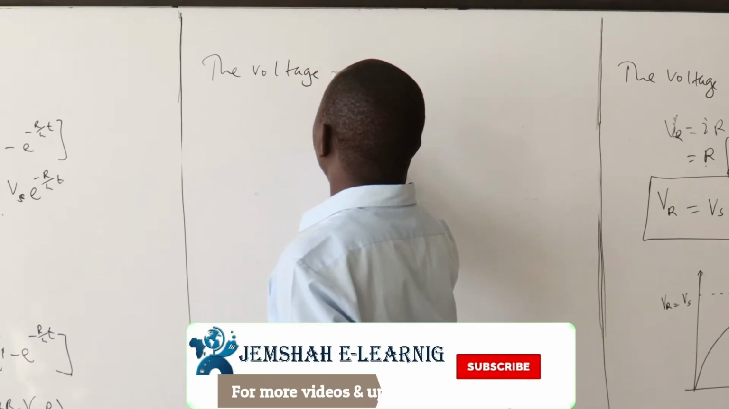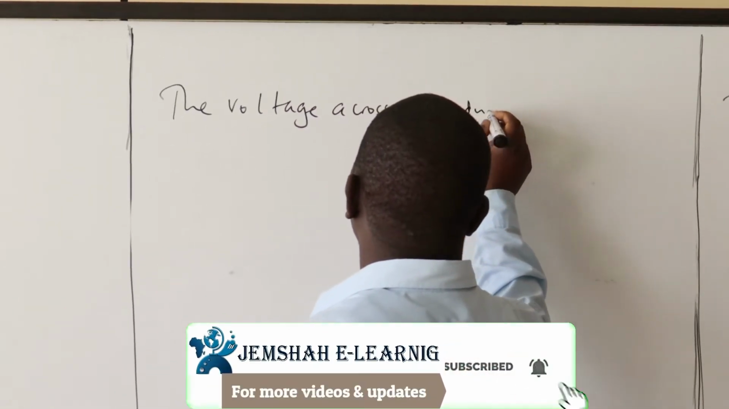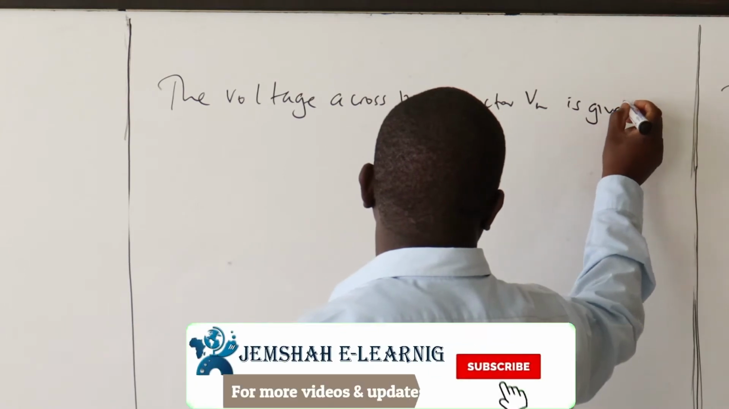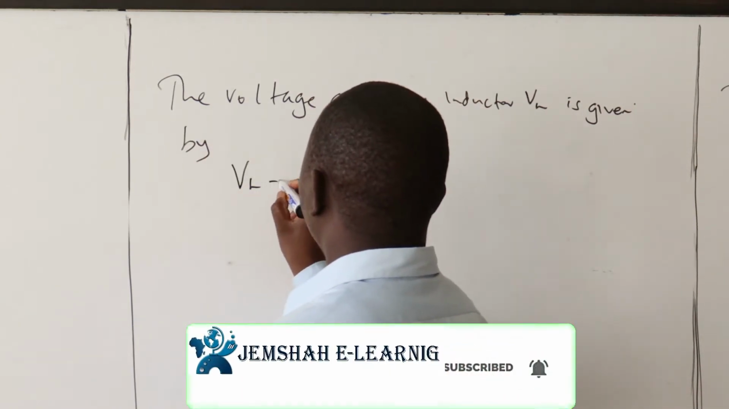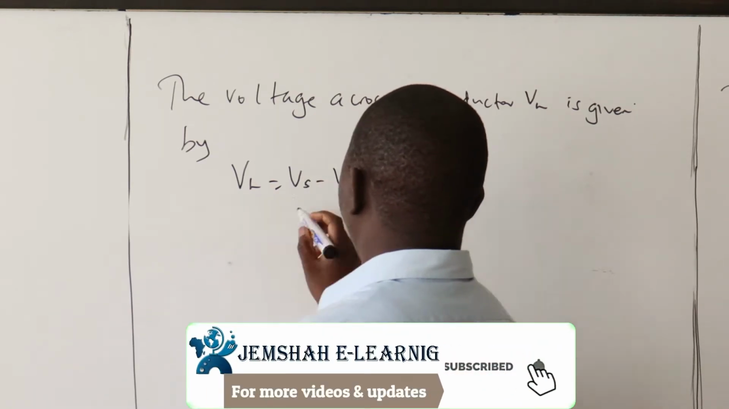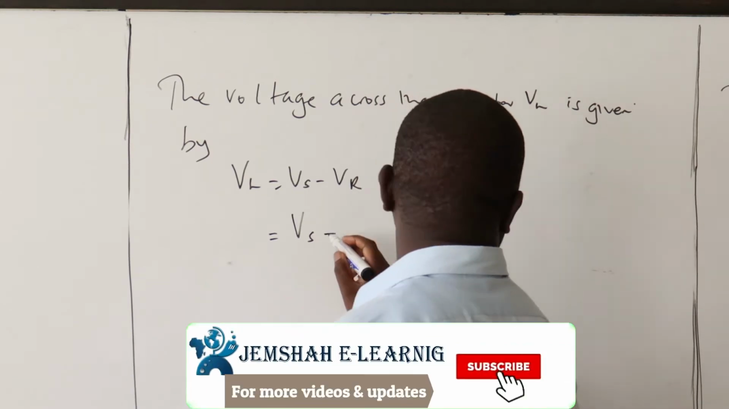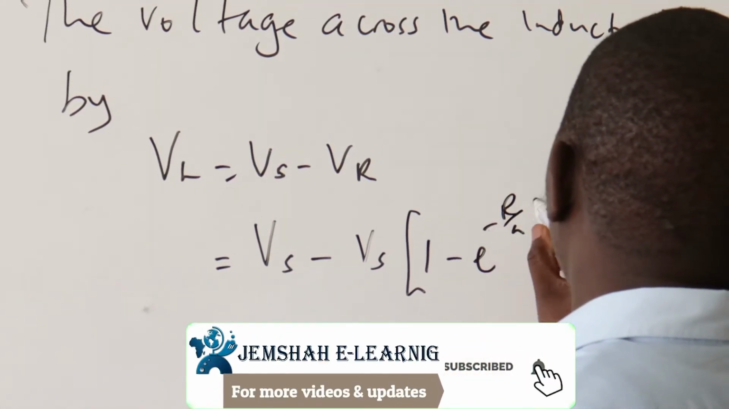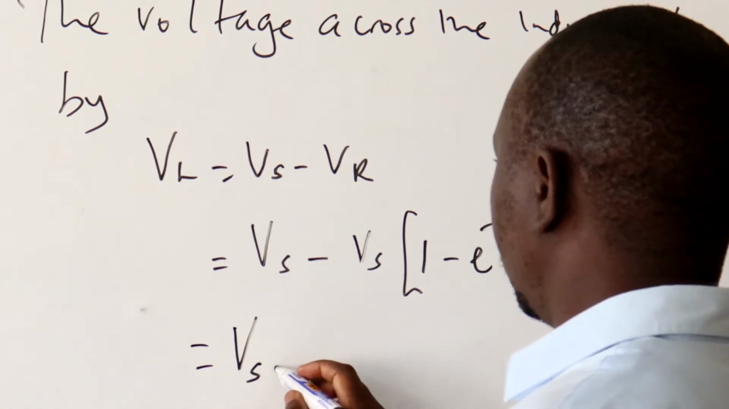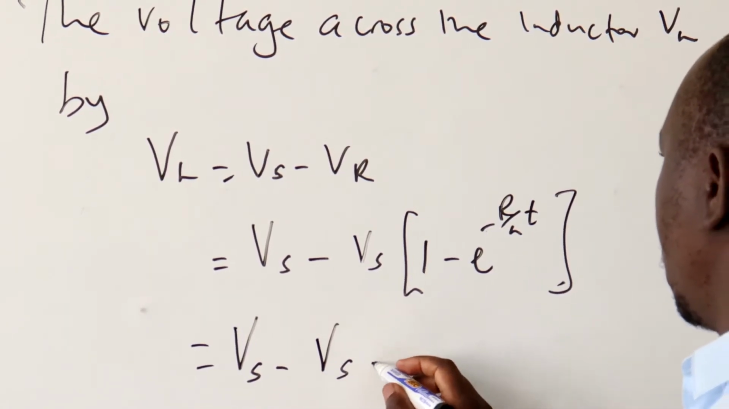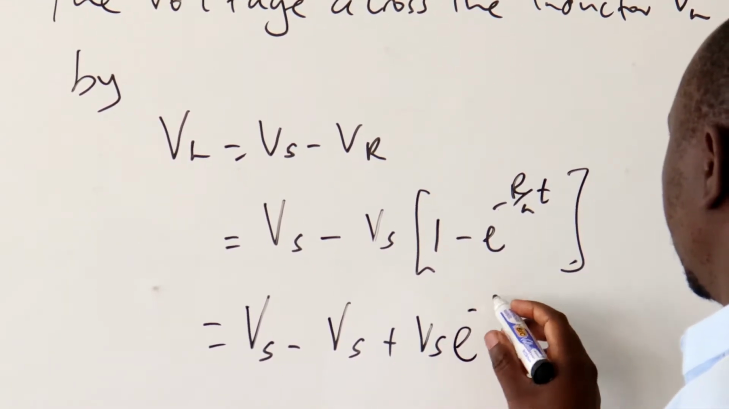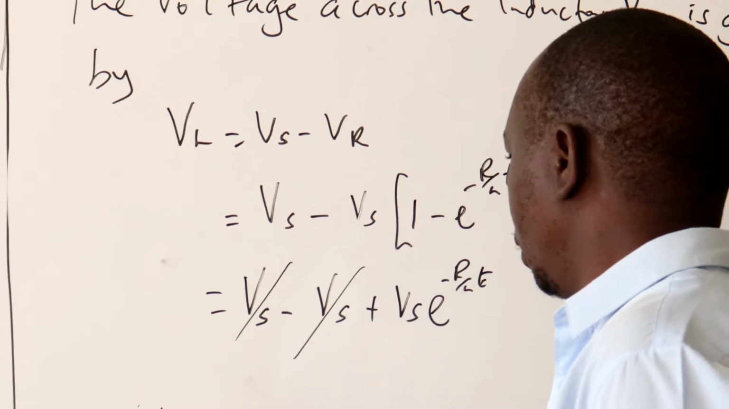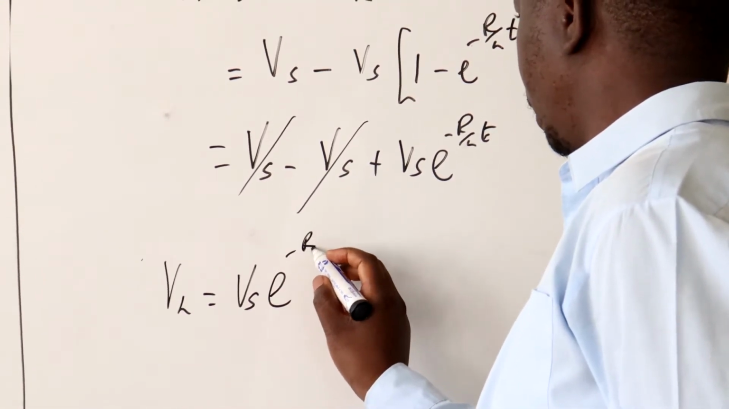The voltage across the inductor, VL, is given by Vs minus VR, and this is Vs minus VR is given by Vs into 1 minus e to the minus R over L t. We open the brackets, this is Vs minus Vs plus Vs into e to the minus R over L t. So this and this cancel, then we have VL being given by Vs e to the minus R over L t.